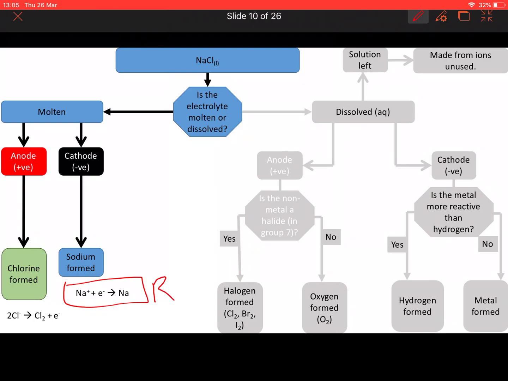On the other hand, if we have a look at our chlorine, well, because the electrons are on the other side, sorry, there should be a 2 there as well, because it's 2 electrons, we will form chlorine molecules, which is a gas. That's why we would see bubbles. And if we think of OIL RIG again, oxidation is loss. So because the electrons are on the right-hand side, that means that this has been oxidized.